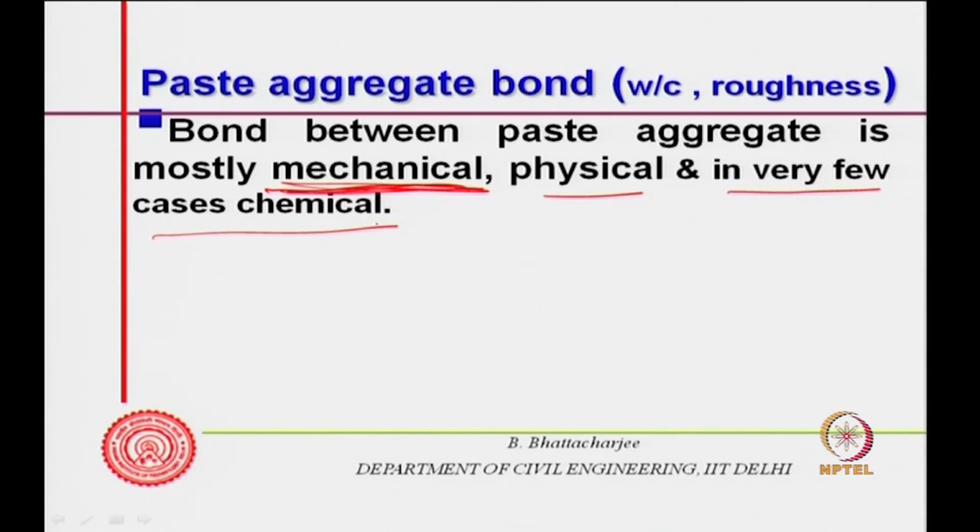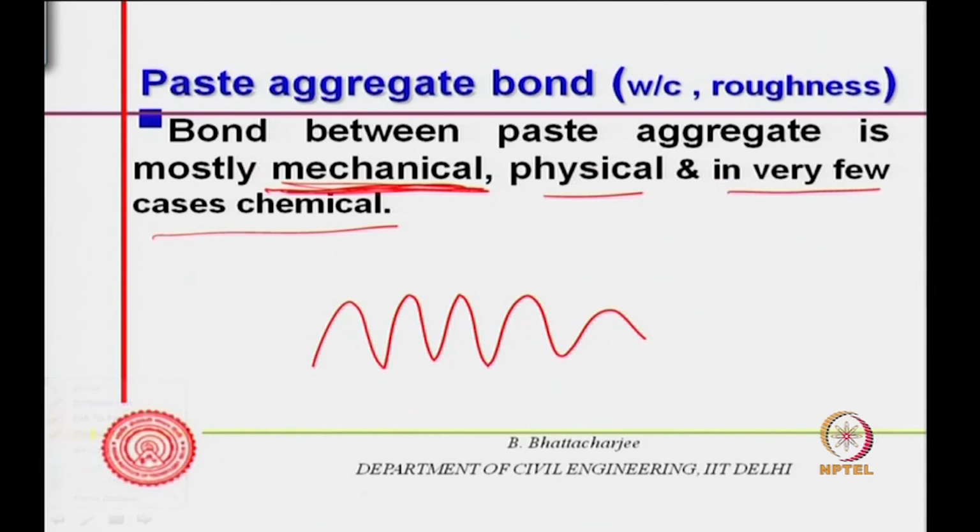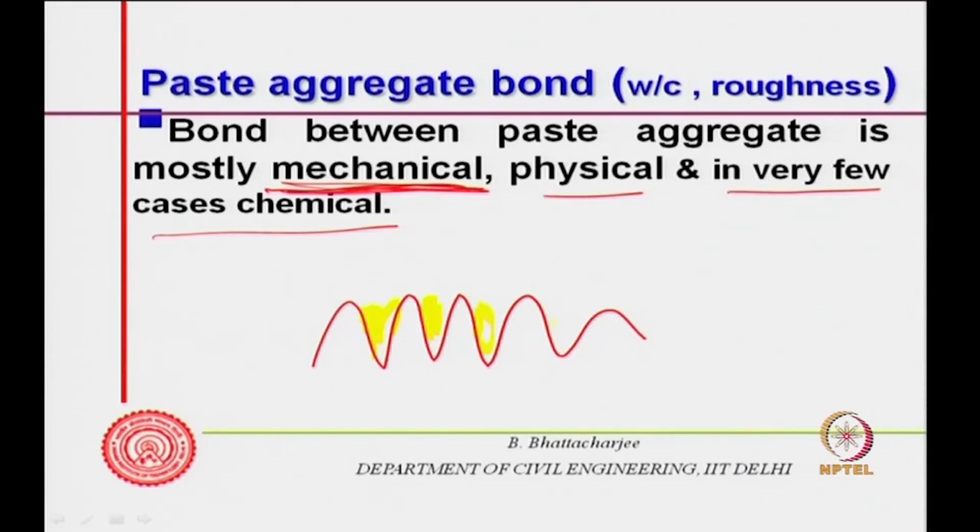Mechanical bond, you might have roughness of the surface of the aggregate, and paste might simply come and sit there. So, it is mechanical bond, you want to pull out, this is the paste. So, it could be simply mechanical bond sitting on the roughness of the aggregate.